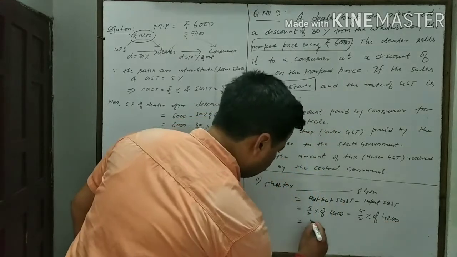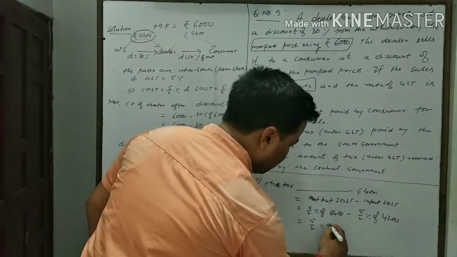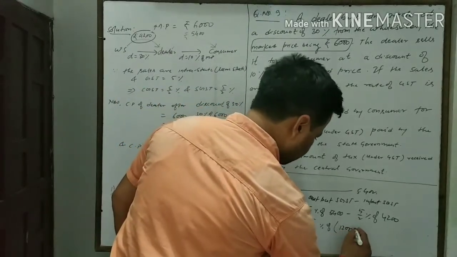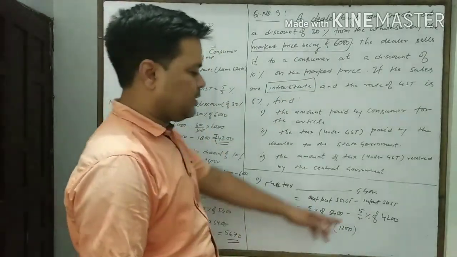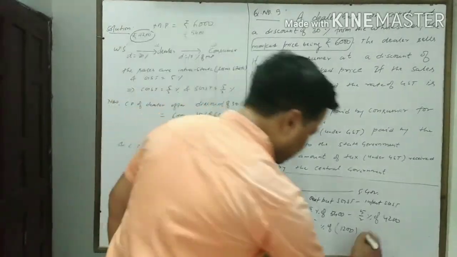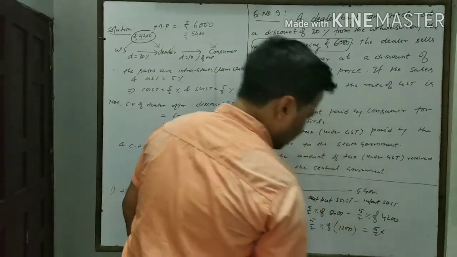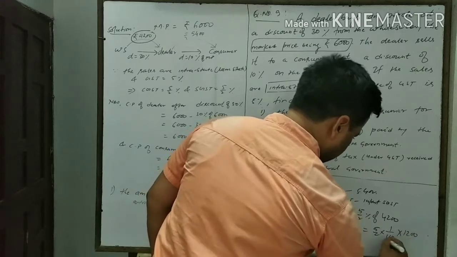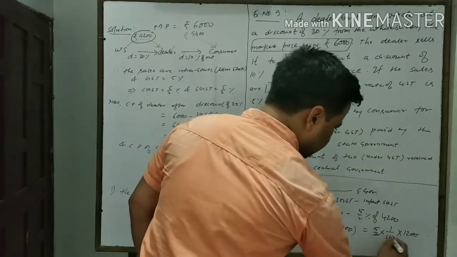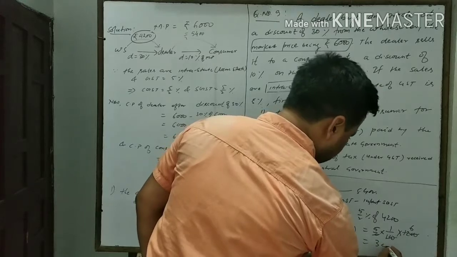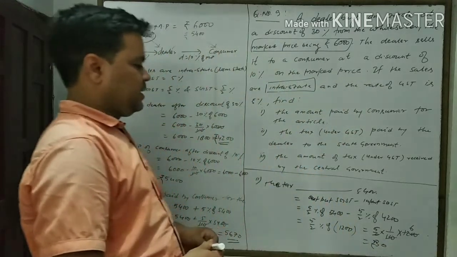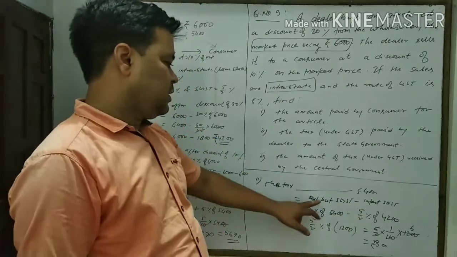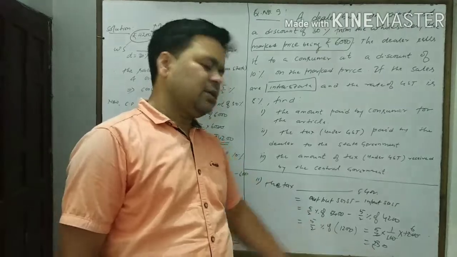Here take common 5 by 2% of, and after calculating we find that the difference of 5,400 and 4,200 will be 1,200. Its value will be 5 by 2, and in place of percent we write 1 by 100, into 12. It will be cancelled, and here it will be 6, and 6 into 5 is 30 rupees. It means the tax under GST paid to the state government is equal to 30 rupees.